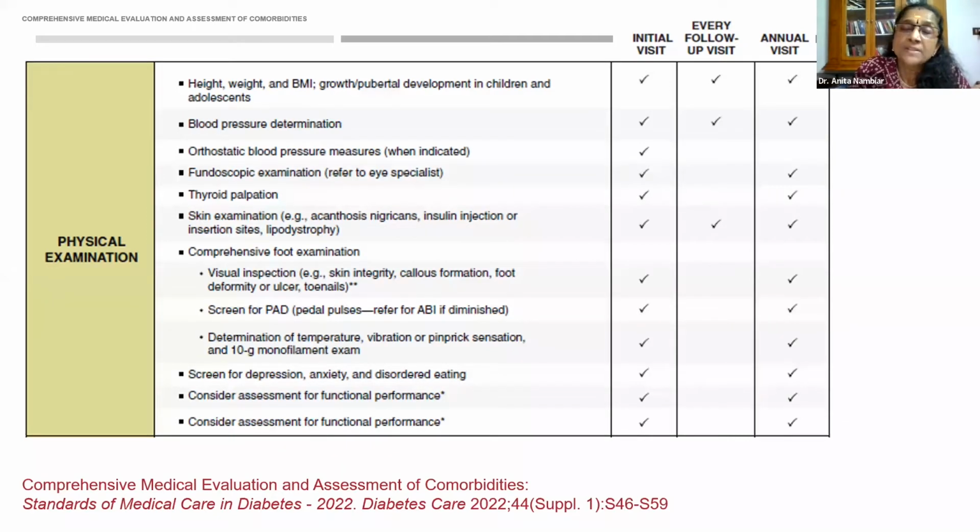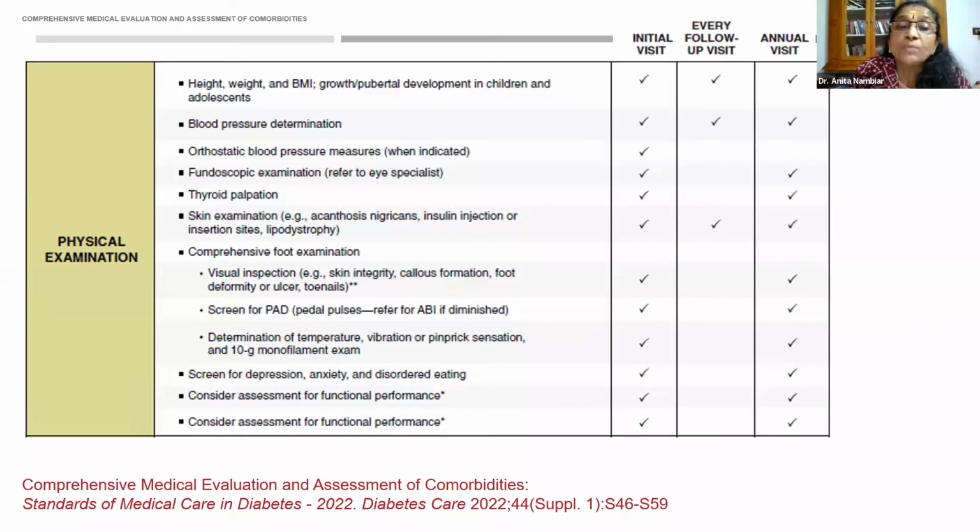For fundoscopy, previously I used to do it myself. Now we refer to the eye specialist, and it has to be seen in a dilated eye. Thyroid palpation is done specifically for type 1 diabetic patients. But we know that in Kerala especially, and all over the world, a majority of patients with diabetes have thyroid dysfunction as well. Skin examination is important for acanthosis nigricans. We should also look at the insulin injection sites to see whether there is any lipodystrophy.